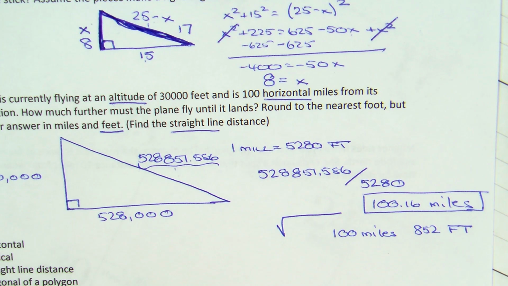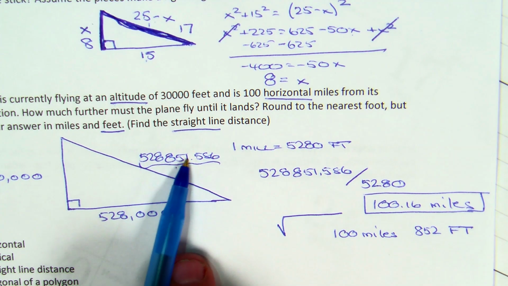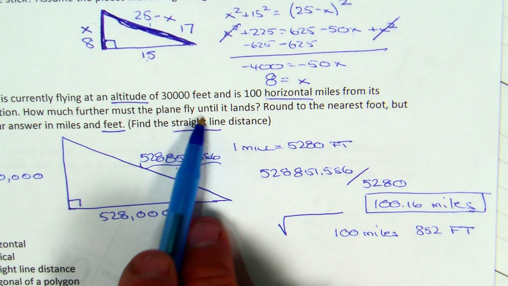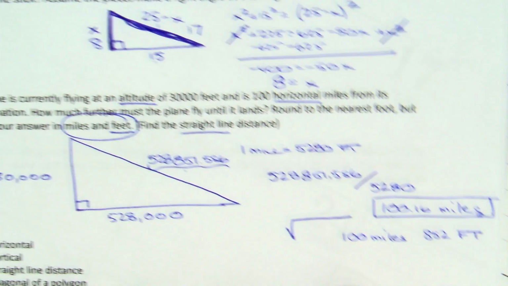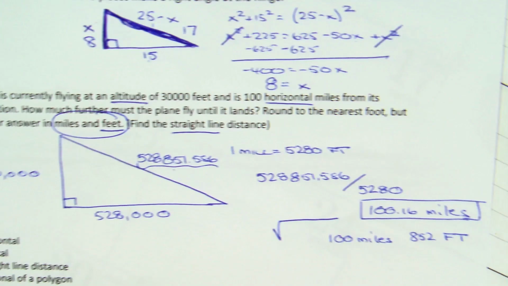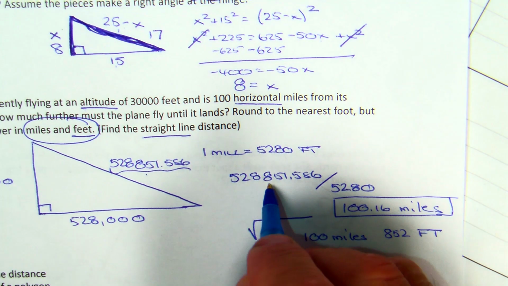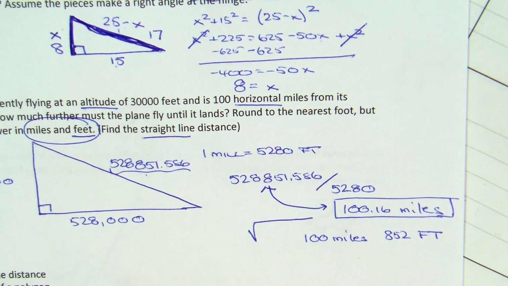So why is that one different than, why is that? Because this is just feet. So that's the answer? But you want miles and feet. It wants the answer in... Is the 100 and 852, is that the same number? Is that the same? Yes. Okay. This number and that number are the same. I just converted it. Alright?